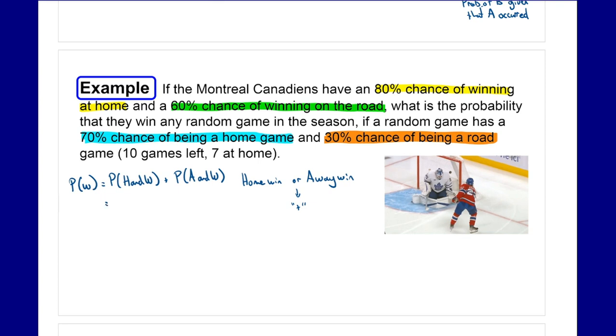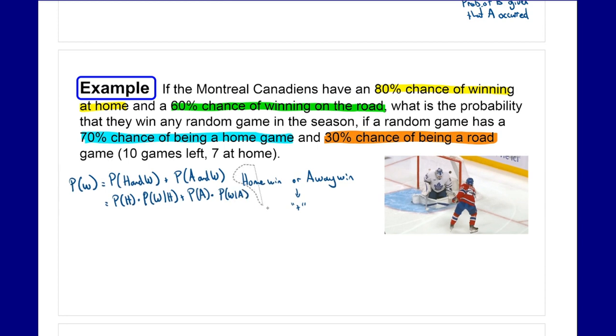So in this case, the "and" in "home and winning" indicates that we're multiplying. So it's the probability of a home game multiplied by the probability of winning, to be technical, winning given that they're playing at home, plus the probability of it being an away game multiplied by the probability of them winning, given that it's an away game.